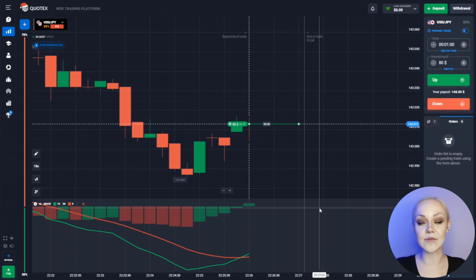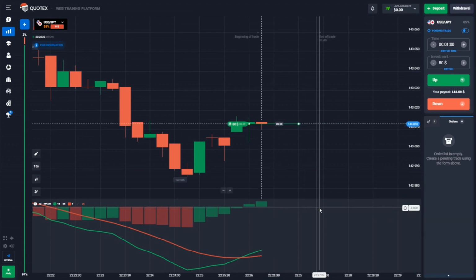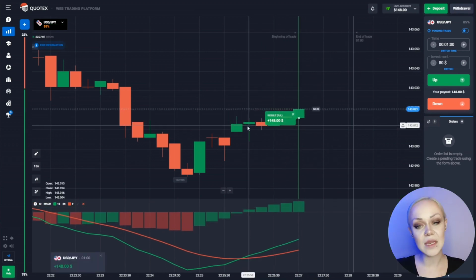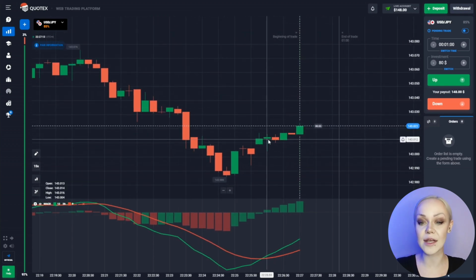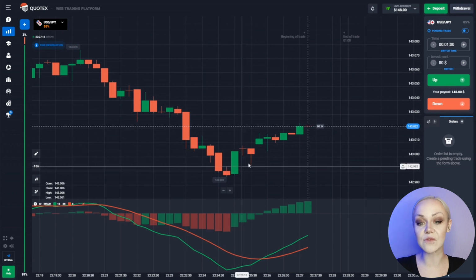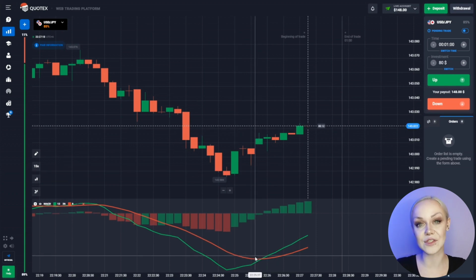So let's look at the result of our trade. Despite the minimal volatility, the chart continues to move upwards, the price is rising, and the reversal continues to form, and we get our first profit.